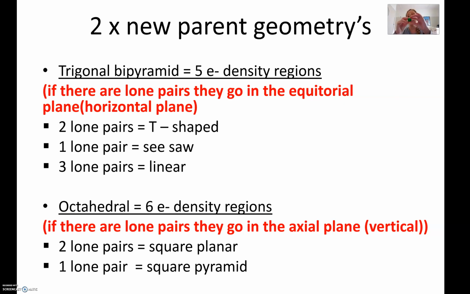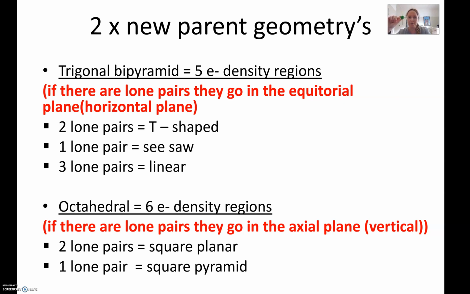And honestly, by the end of this lesson and our games that we're going to play over the next 2 lessons, you'll have these shapes totally sorted because they make sense. So when there are 5 electron density regions, and they're all bonded, there's one bond above and one below. This plane, the vertical plane, is called the axial plane. And you've got 3 bonds in the horizontal plane, creating a 120 bond angle, and that's called the equatorial plane. So this is trigonal bipyramid. You need to memorize that name, and that's for 5 electron density regions.